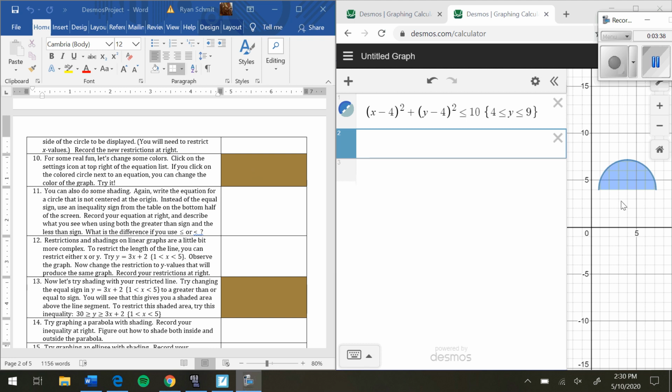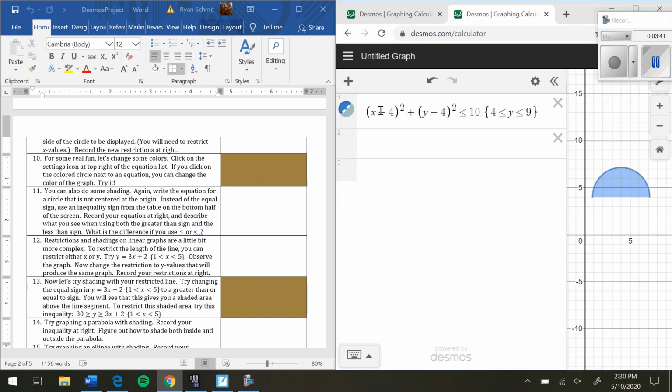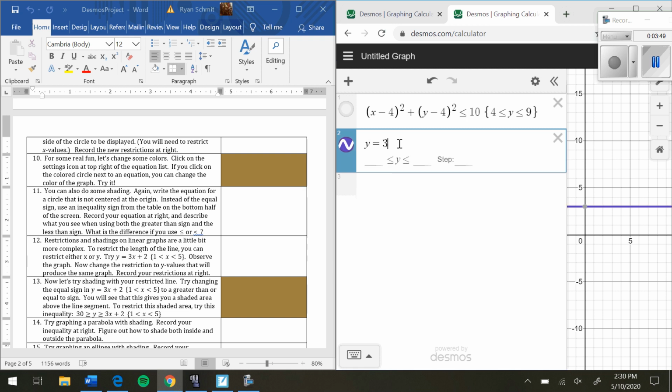Okay, let's continue with this restricting business, and I'm actually going to hide this circle for right now. So let's say I have the line y is equal to 3x plus 2.